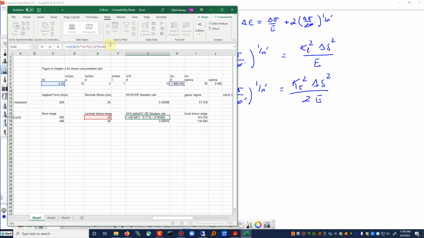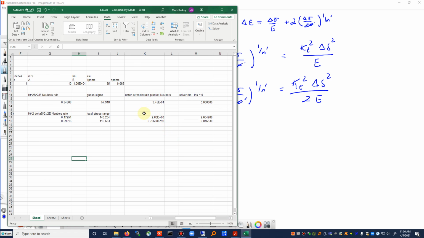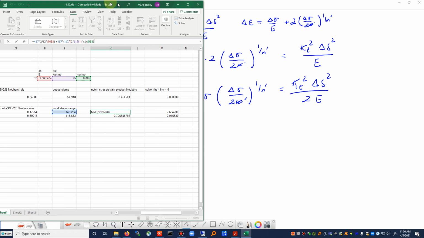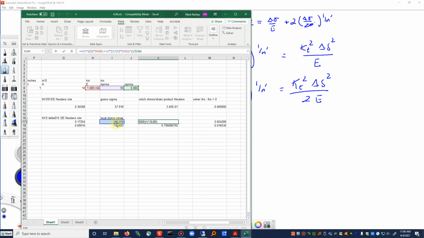KT squared delta S squared over 2E. Okay, we're good on that. And then over here on the notch side, let's see if I have it according to my formula. I should have delta sigma squared over 2 times E, plus delta sigma times delta sigma over 2k prime to the 1 over n prime power. All right, so I think I am consistent with that.